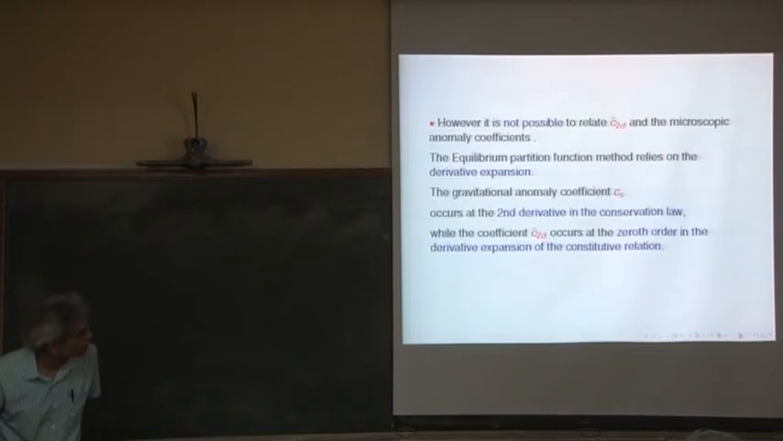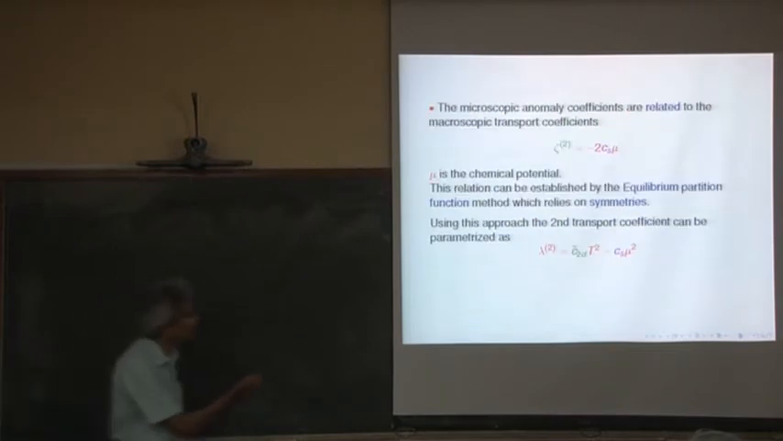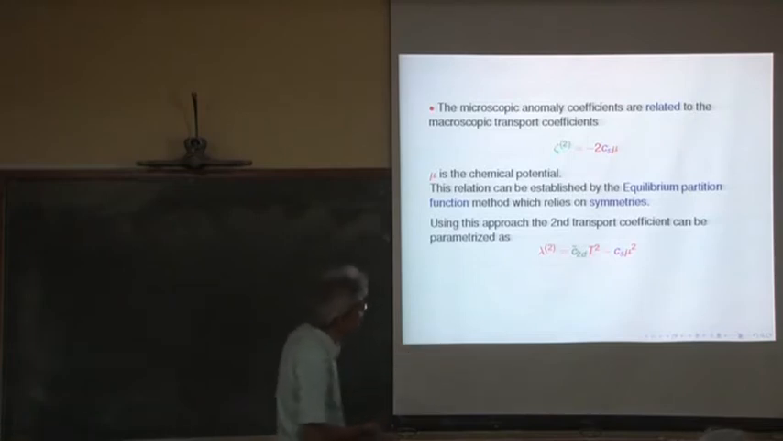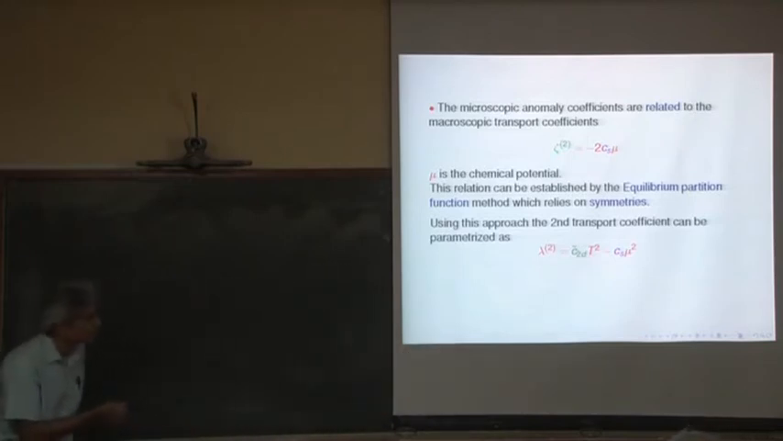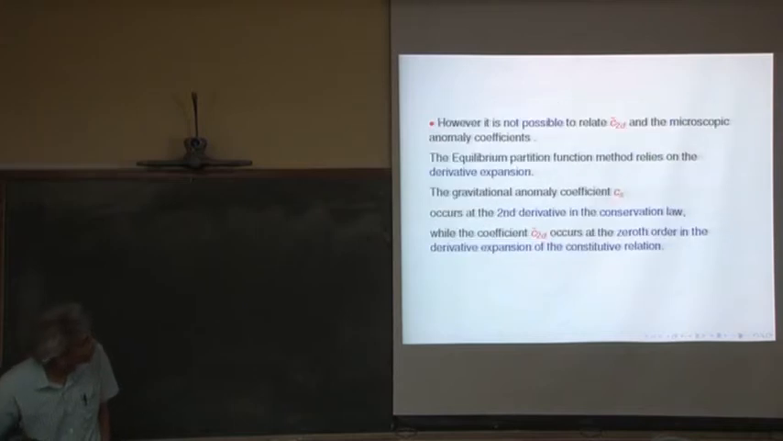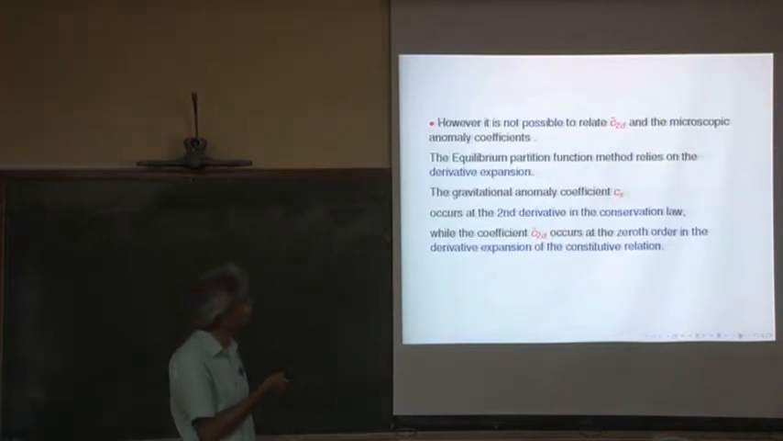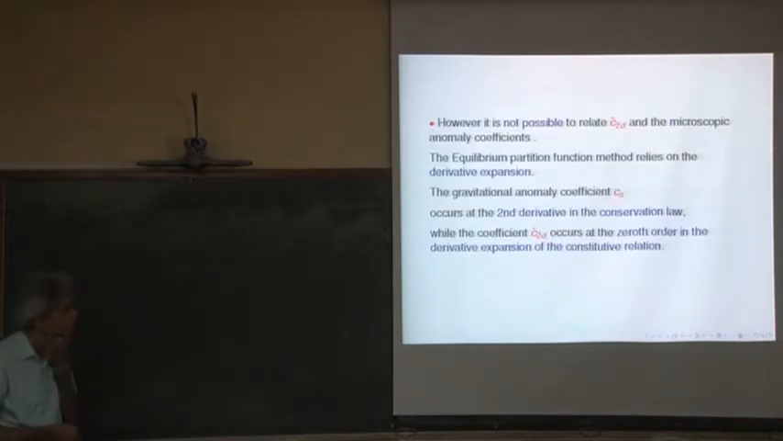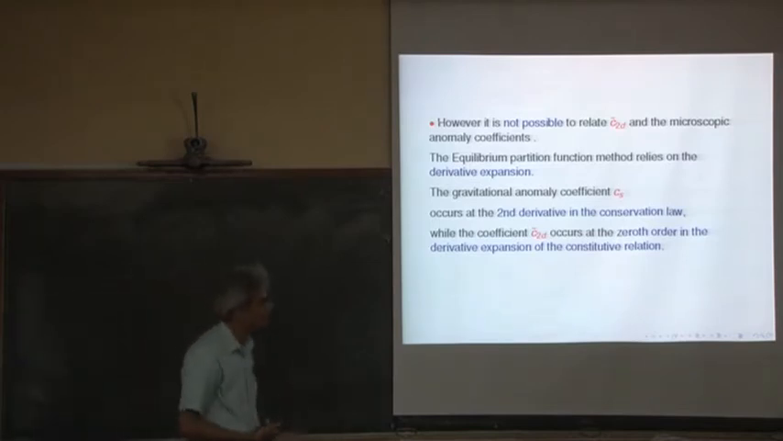So that's the coefficient. So for instance, this is determined by the microscopic anomaly. And here you can parameterize it in this manner, but this coefficient is still not related to any of the anomalies. And it's not possible to relate it using this method of equilibrium partition function because it relies on the derivative expansion.